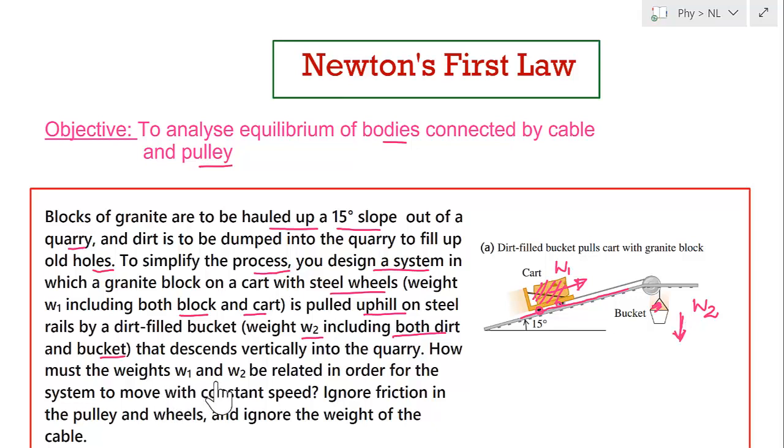So this bucket plus dirt system descends into the quarry. How must the weights W1 and W2 be related in order for the system to move with a constant speed? Our target variable is the relation between W1 and W2 so that this system moves with a constant velocity. Ignore friction in the pulley and wheels and ignore the weight of the cable. So you have to make some assumptions, that is, ignore any kind of friction and ignore the weight of the cables also.